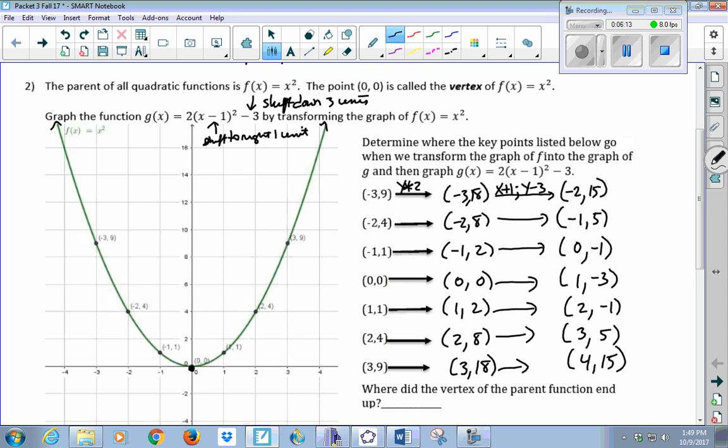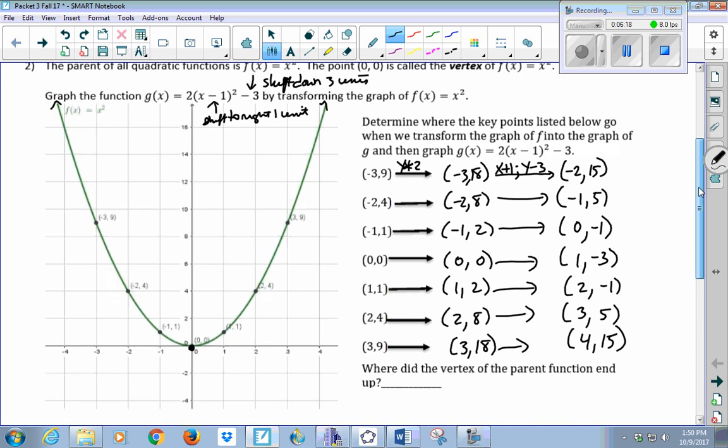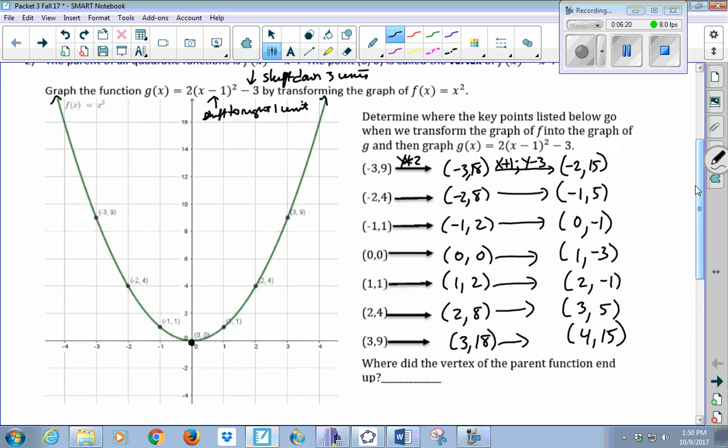Okay, so these are my new points. If I were to graph these points, I'd be at negative 2, 15, which would be approximately right there. Negative 1, 5, which would be approximately right here. 0, negative 1, there. 1, negative 3. 2, negative 1. 3, 5. And 4, 15.